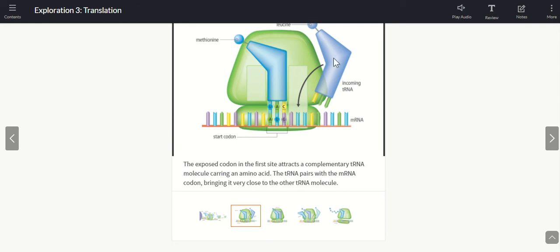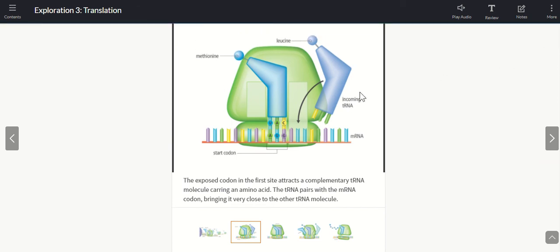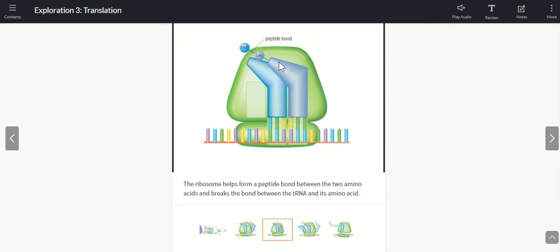Here you can see the second transfer RNA kind of bringing in. As we shift down 3 more letters, the next tRNA clicks into place. And when it does that, once again, it releases the amino acid that it brought, and those 2 amino acids then connect together. This forms what we call a peptide bond.